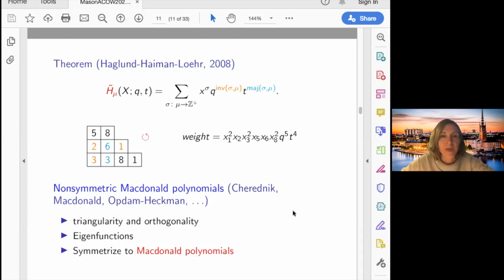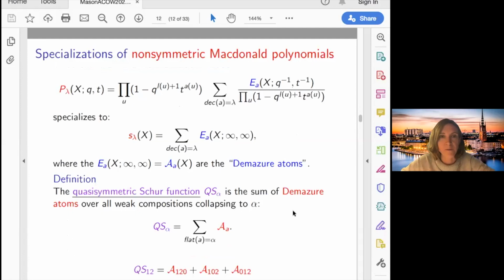And then there's also non-symmetric Macdonald polynomials, which have been studied by many people, including Cherednik, Macdonald, Opdam, and Heckman. And these also satisfy a triangularity and orthogonality requirement. You can realize them as eigenfunctions, and they symmetrize to Macdonald polynomials in the following way. So the non-symmetric Macdonalds still live in the polynomial world with an additional q,t parameter. And essentially, when you take all the weak compositions that when you rearrange their parts into decreasing order give a certain partition, and then you have additional coefficients with q's and t's, then you get the symmetric Macdonald polynomial.